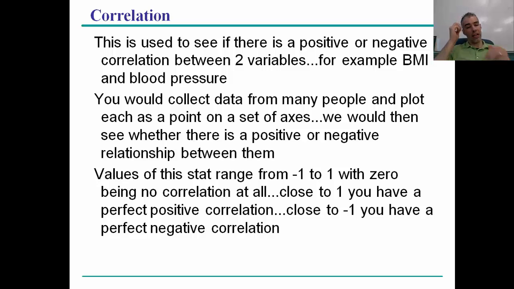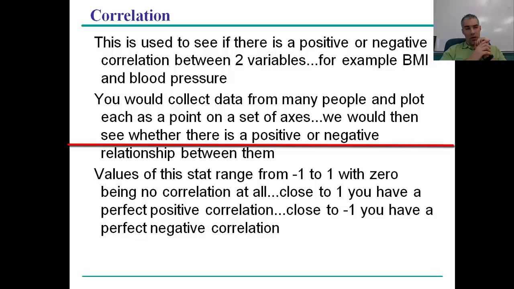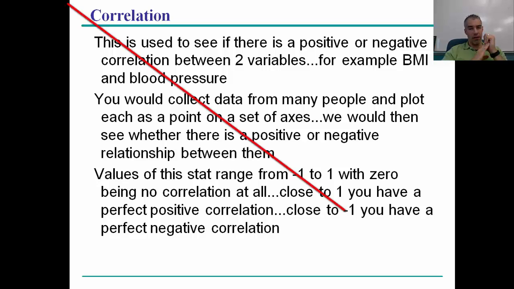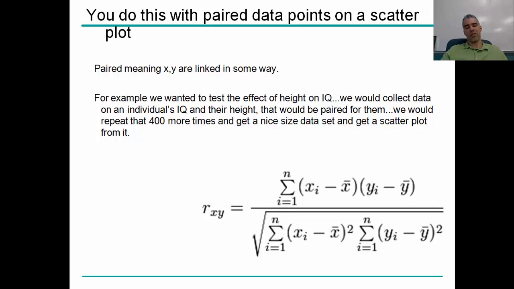Now, in this case, the values for the stat range from -1 to 1. 0 means there's no correlation. 1 means there's a perfect positive correlation, and -1 means there's a perfect negative correlation between the two. So what you're really looking for in this case, depending on the data you're collecting, is a value close to -1 or close to 1. This doesn't really give you a p-value, though. You can get p-values from other tests, like a linear regression, but we're not going to talk about that. We'll talk about it a little bit.